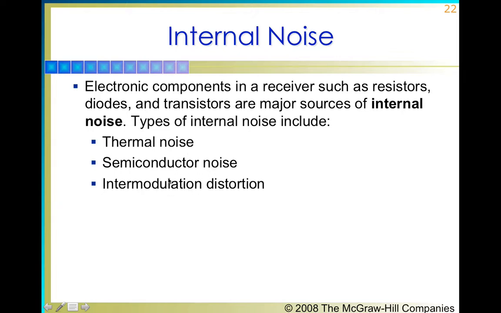And then we have intermodulation distortion. This is a kind of internal noise. It is noise which is generated when two different frequency signals interact with interference. This interference is usually generated by a signal which is the sum and difference of the frequencies of those signals. So that is intermodulation distortion.